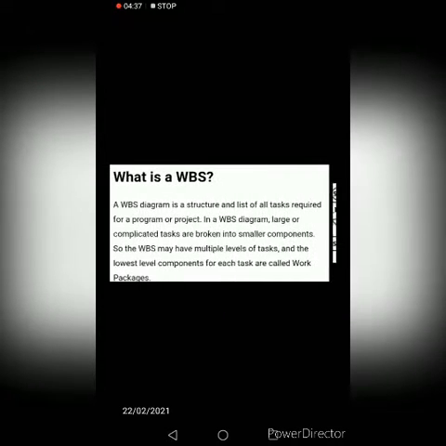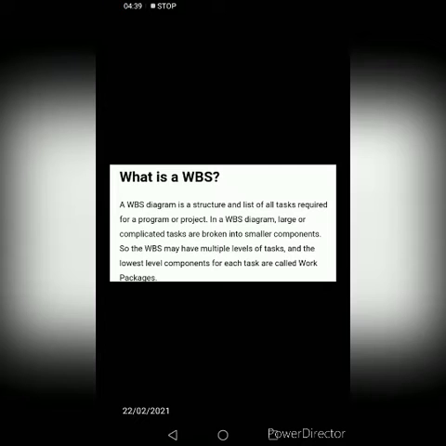Next, work breakdown structure. A work breakdown structure diagram is a structure and list of all tasks required for a program or project. In a WBS diagram, large complicated tasks are broken into smaller components, so the WBS may have multiple levels of tasks, and the lowest level components for each task are called work packages.